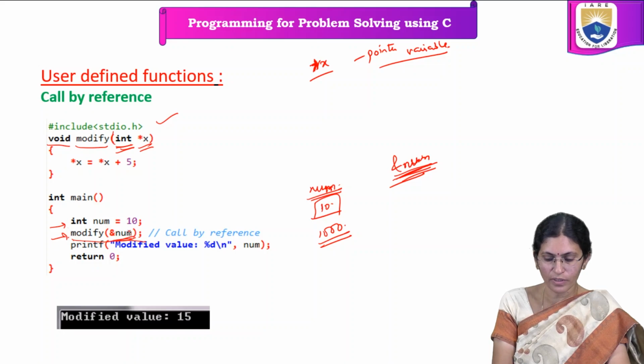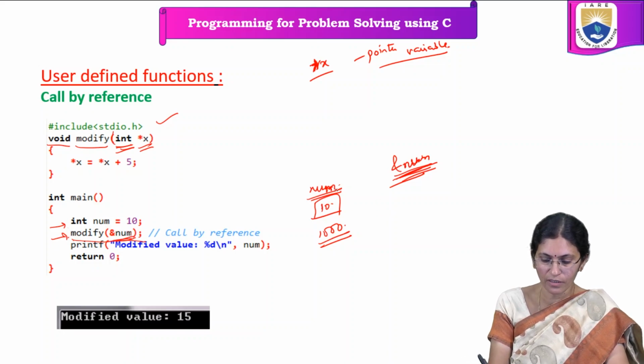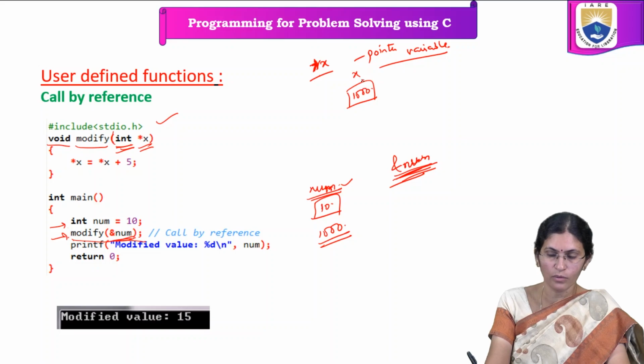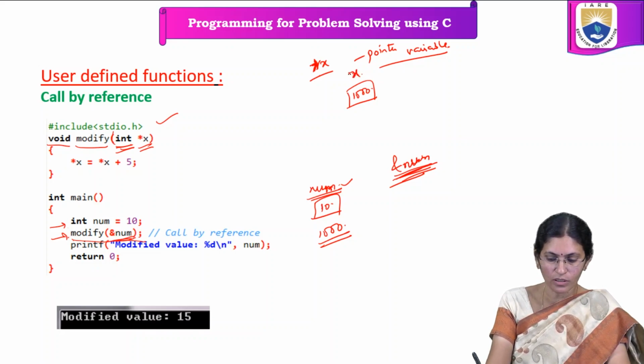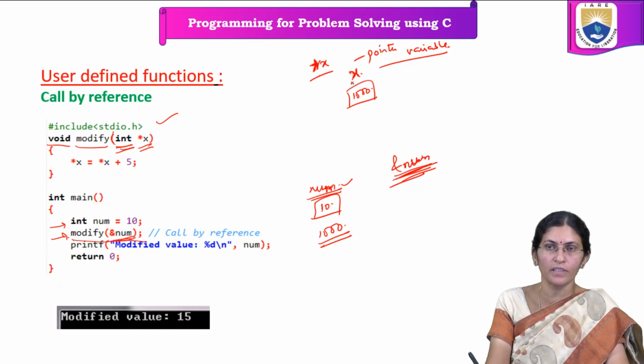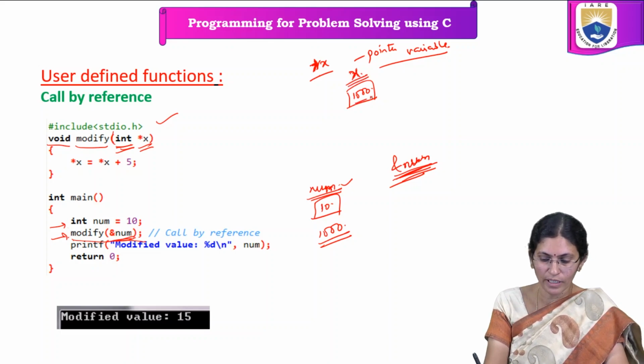So address of num, meaning the address of this variable num, is passed to the pointer variable. Now x will hold the address of this num variable. Now x is equal to 1000. x is equal to 1000. If we want to access the contents of this, to access the value at this address, we need to use this operator.